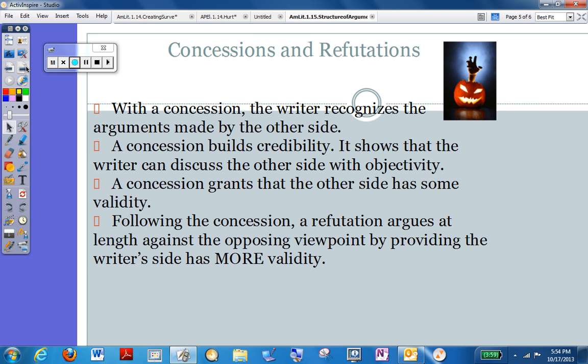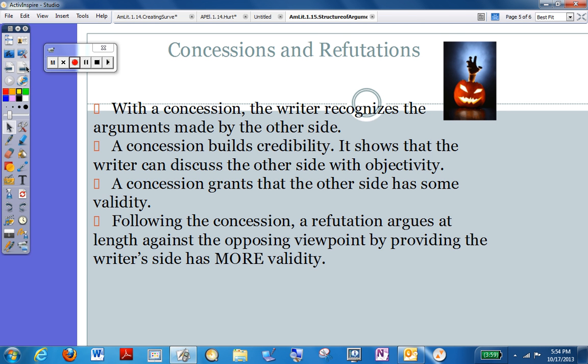And that brings us to concessions and refutations. With a concession, the writer recognizes that the arguments are being made by the other side, and it really does build your credibility as a writer to concede that there may be some points on the other side. It shows that you can discuss the other side and be objective. You're going to be fair and say, okay, this is what some other people might say in response to what I'm saying.